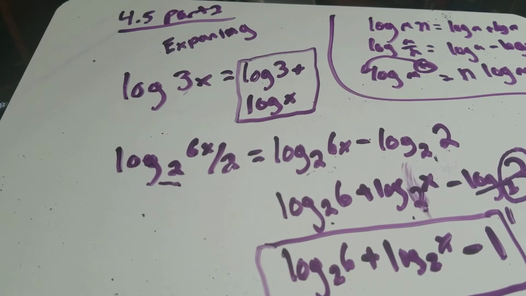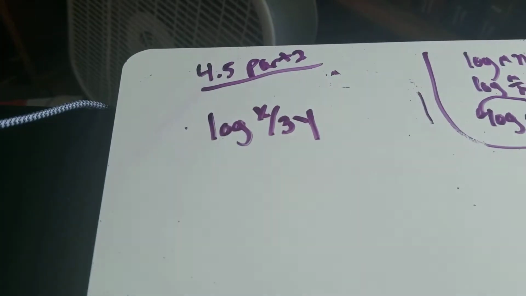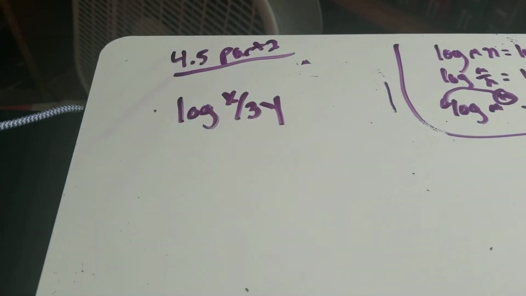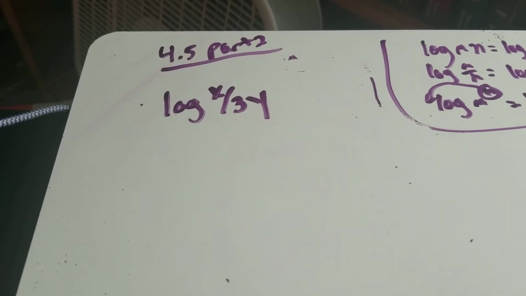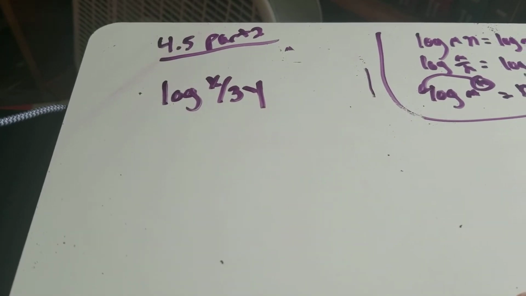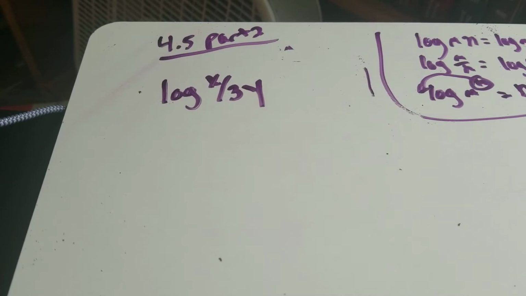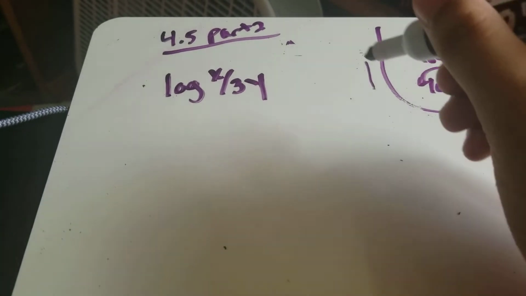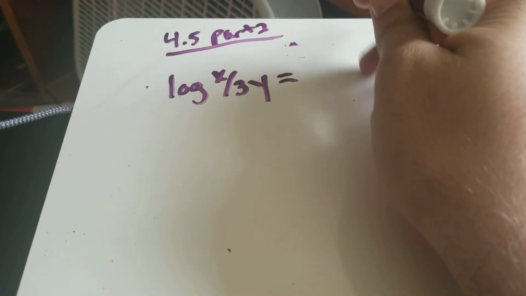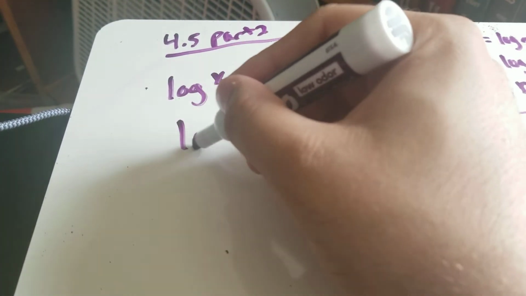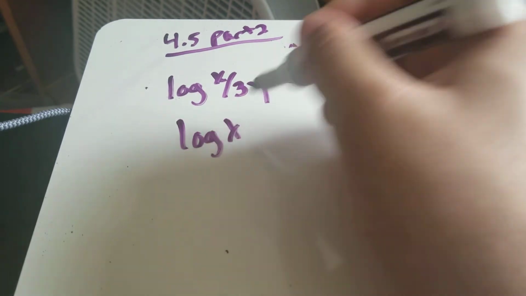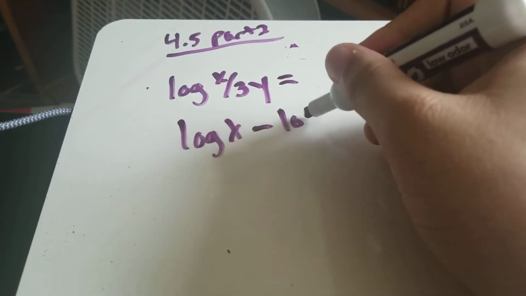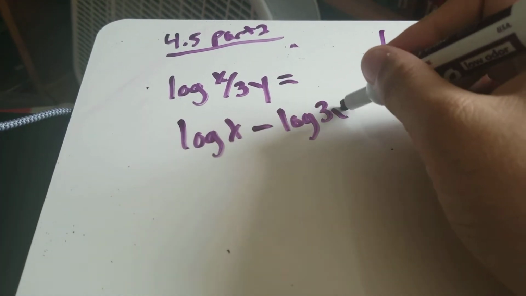I'm going to do at least one or two more of these examples. All right, let's continue. We got log of x over 3y. So I see a big division, so let me spread that out first. Again, we're expanding here. So we get log x minus log 3y.